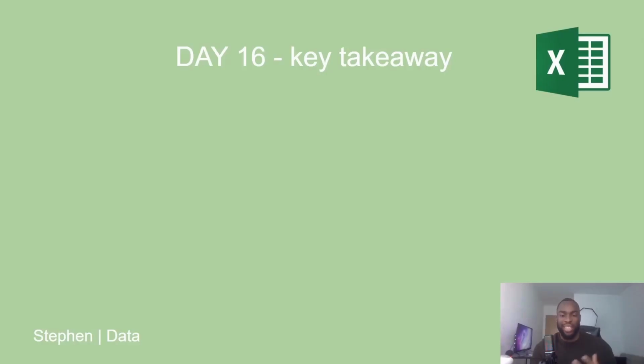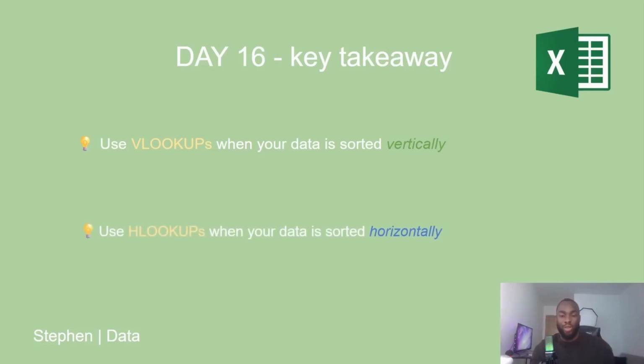So what do I want you to take from today's lesson? Use VLOOKUPs when your data is sorted vertically. So that means your headers are in the first row and each row is stored below it. So if you need to search down a column for a value and it needs to be returned from the same row, that's when you should use VLOOKUPs. You need to use HLOOKUPs when your data is sorted horizontally. So that means all your headers are in the first column and your data runs across the rows. So if you need to search across a row and you need to return something from the same column, that's when you should use HLOOKUPs.